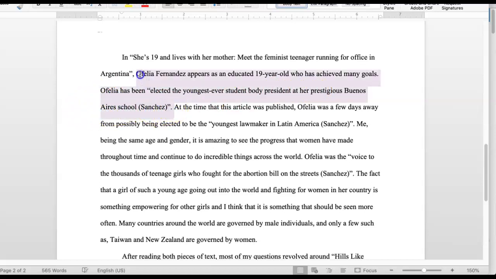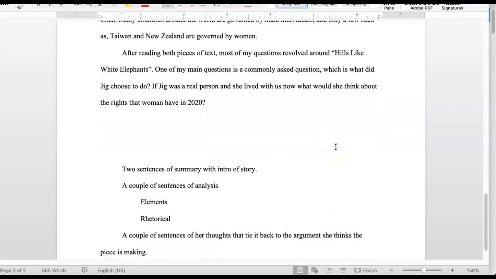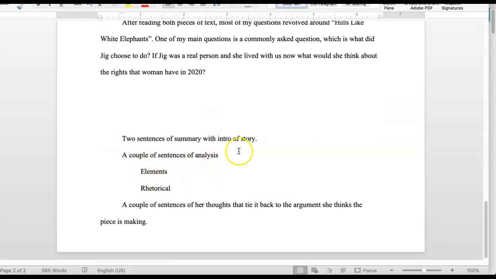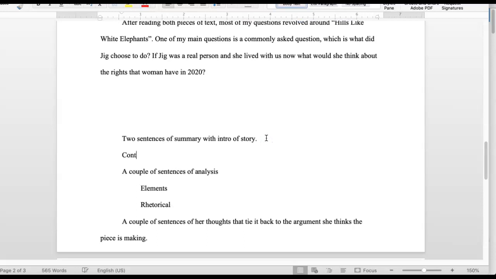Now, this right here is the summary. See how short it is? Again, it's a 2-sentence summary. She gets straight to the point. Now, she gives me some context, right? "At the time this article was published, Ofelia was a few days away from possibly being elected as the youngest lawmaker in Latin America." Boom. There's no analysis. I'm sorry, 2 sentences, then context. She put some context here.